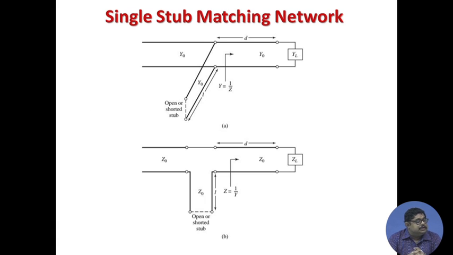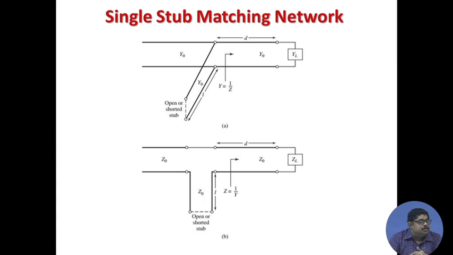Now, this is the single stub matching network. You can see in single stub matching, you have the load, then you have a transmission line portion of length d, and after that d you can have either a shunt or a series stub. That stub may be open or short, and that stub length is L, and so you have a transmission line.